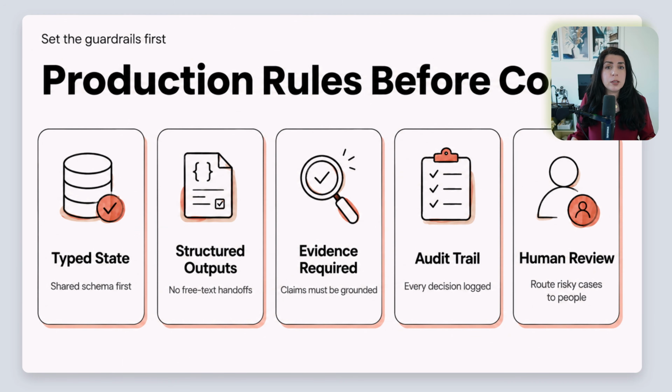What do we want to build? We need to give some rules. We want a handoff with structured data. We want some evidence, so claims must be grounded. And we want also our audit trail, so every decision is logged. It's important to route any risky cases to human experts.